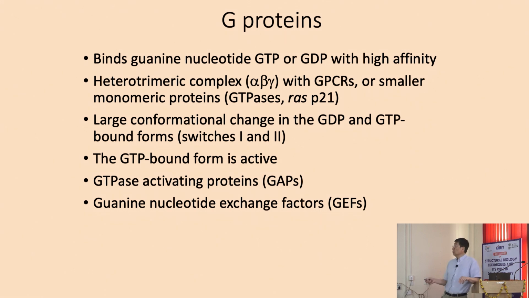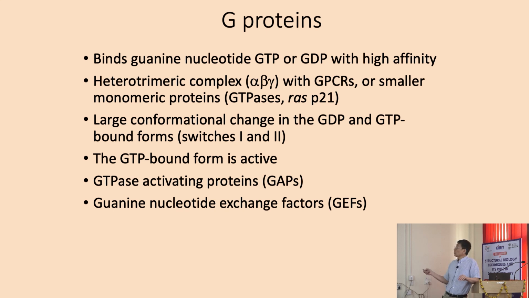So there are a couple of G proteins. So what are G proteins? G means GTP. They bind guanine nucleotide, GTP or GDP, with very high affinity. It binds for dear life. It doesn't let go, it doesn't come off. You'll see soon that's actually very important as well.